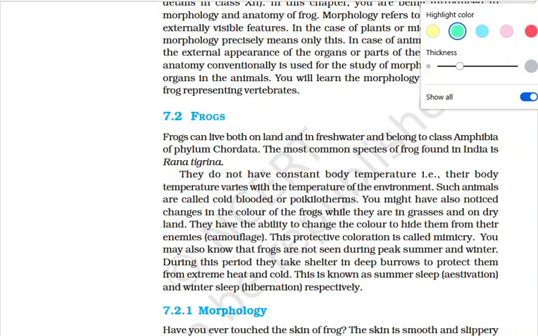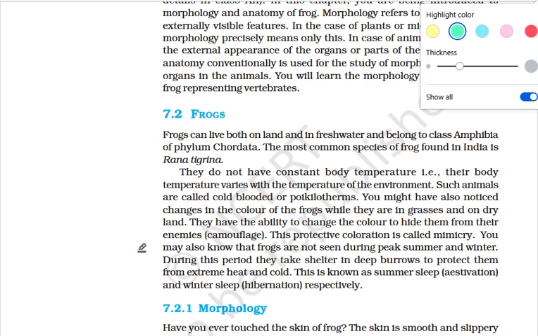Hello students, in this video we are going to do NCERT reading of frogs and we will highlight some important lines from this topic. So let's start. Frogs can live on land and in fresh water and belong to class Amphibia of phylum Chordata.